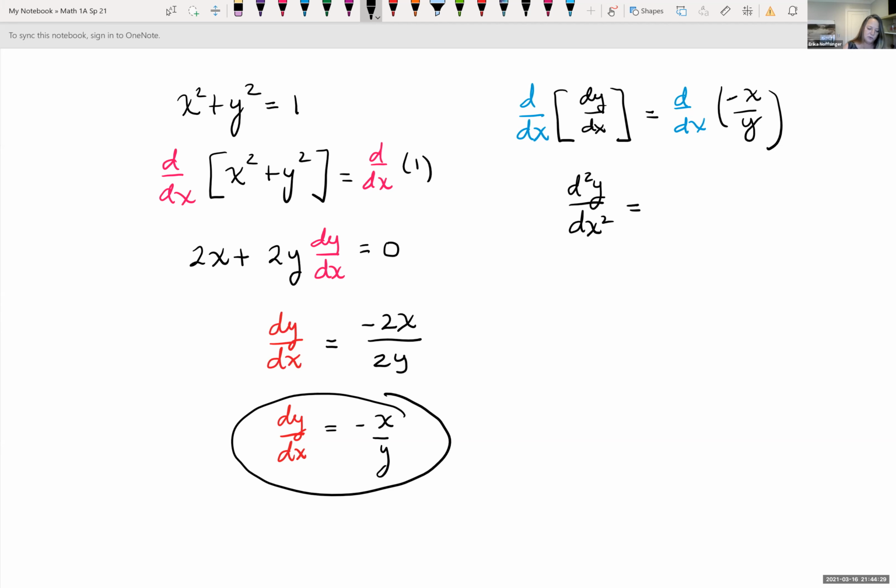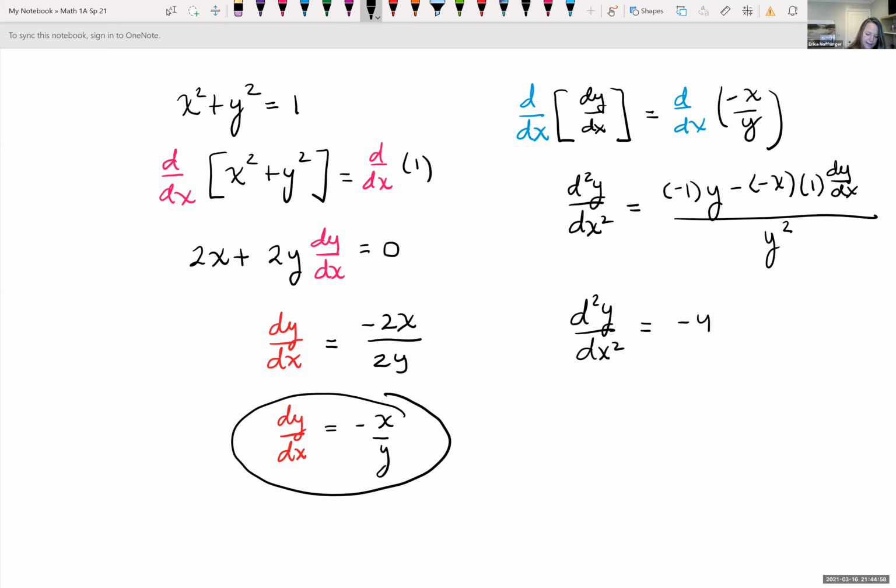So for the second derivative, we need to take the derivative of our numerator, which is negative 1, times the denominator, which is y, minus the numerator, negative x, times the derivative of our denominator. The derivative of y is 1, but that was in terms of y, so we write dy/dx, all over the denominator squared, y squared. So we have negative y plus x dy/dx, all over y squared.